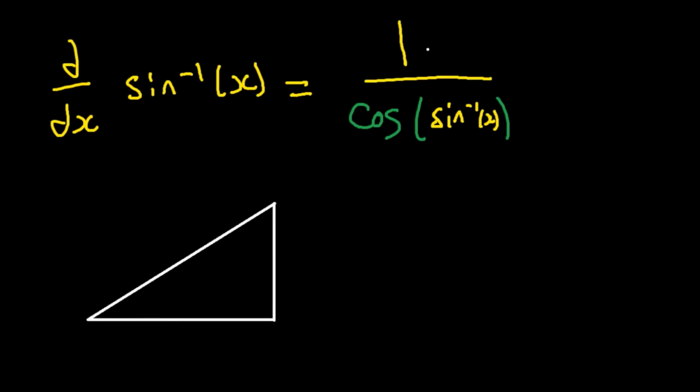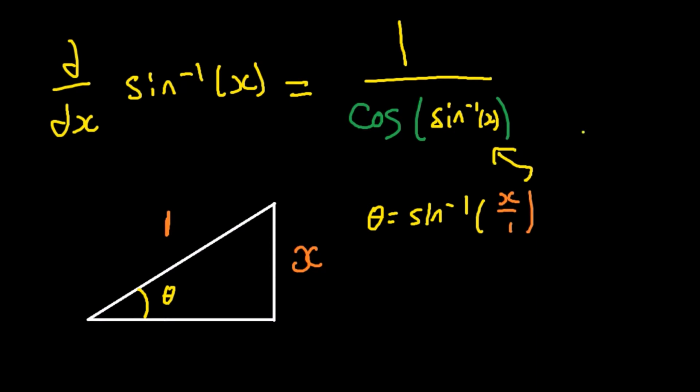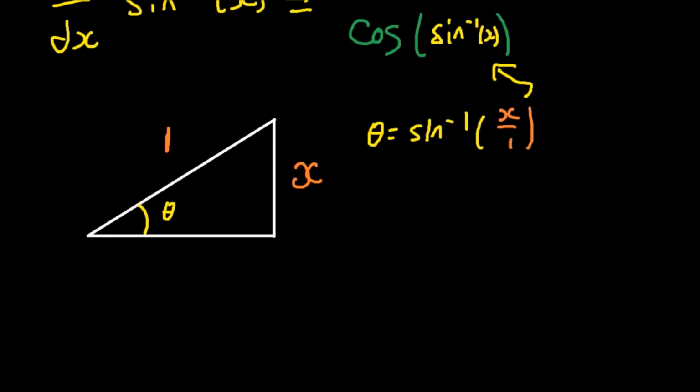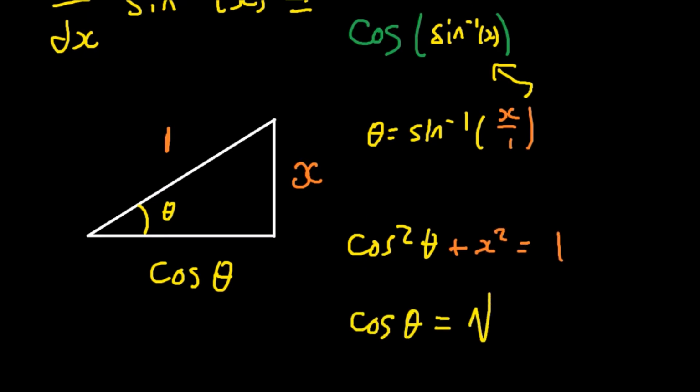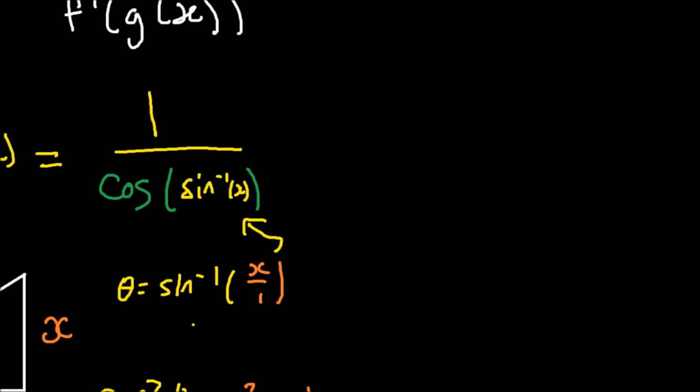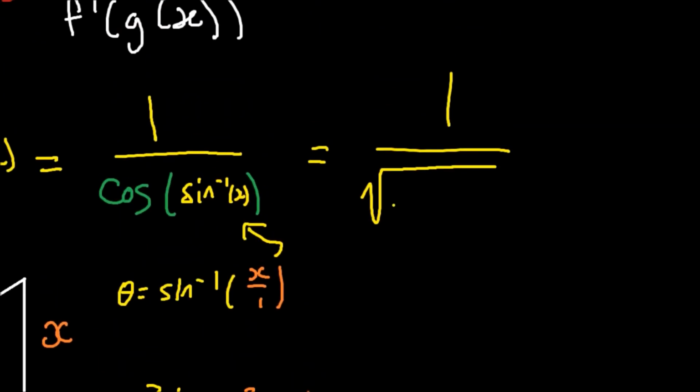We tackle this problem by constructing a right-angled triangle with a hypotenuse of 1 and an opposite side of x, so that theta is the inverse sine of the opposite over the hypotenuse, which becomes the inverse sine of x. So we now just call this term theta. Now that the angle is known, the cosine of theta is the adjacent side. Using the Pythagorean theorem, we can solve for cosine of theta, and it becomes the square root of 1 minus x squared. Plugging this information into the derivative formula, the derivative of the inverse sine of x is 1 over the square root of 1 minus x squared.